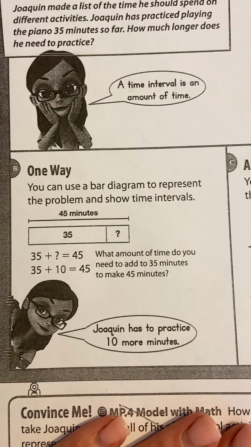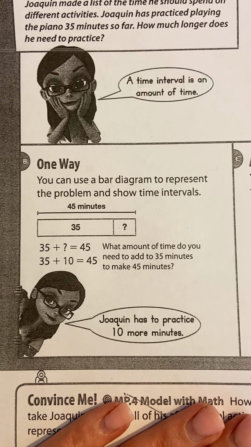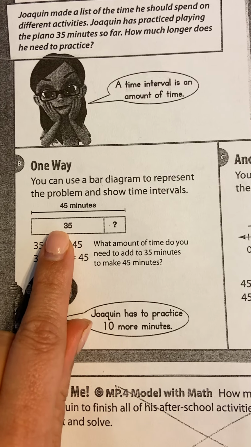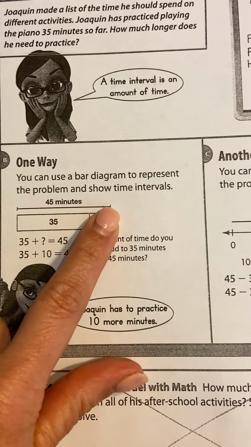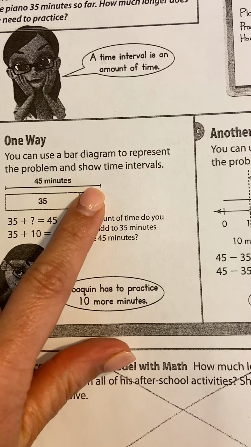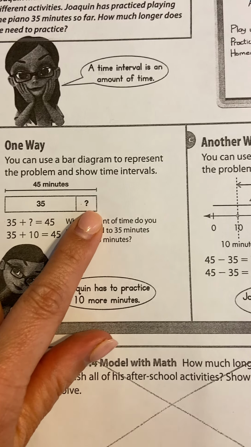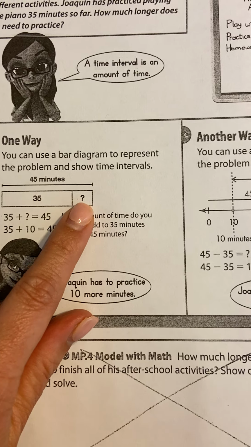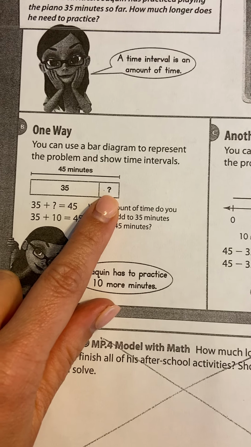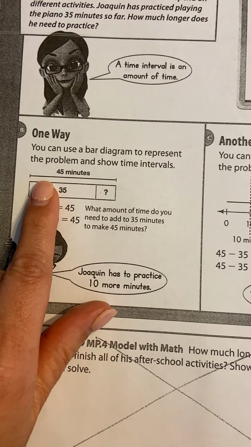You can use a bar diagram to represent the problem and show the time intervals. So we can say, Joaquin has practiced for 35 minutes. He needs to practice for 45 minutes. So up here at the top of our bar model is how many minutes he needs to practice in all. He's already practiced for 35. So how much longer does he need to practice? That's what we're trying to determine. That is what's going to go in our question mark, okay? So 35 plus what is going to give us 45.